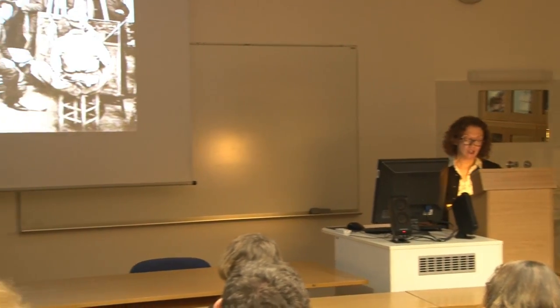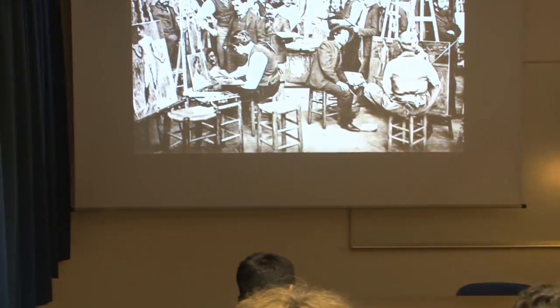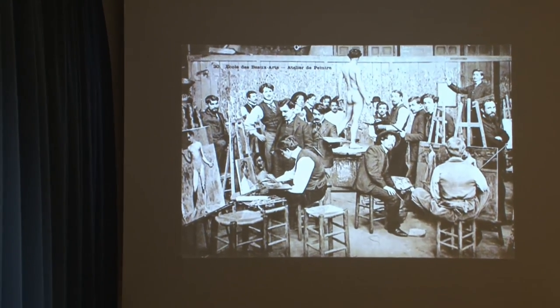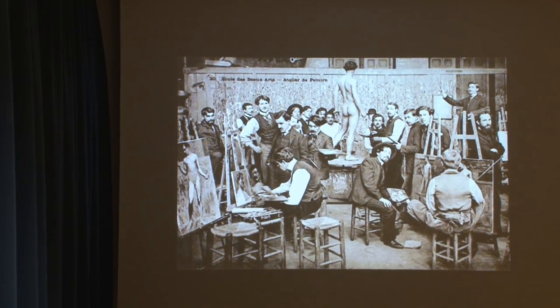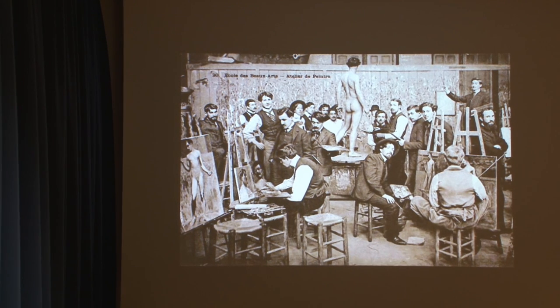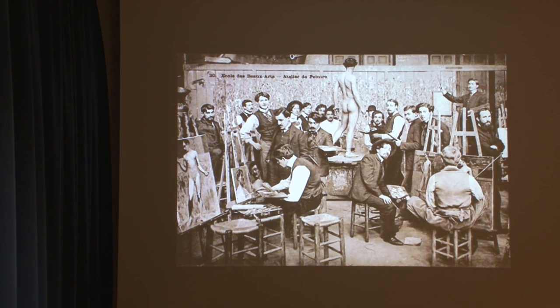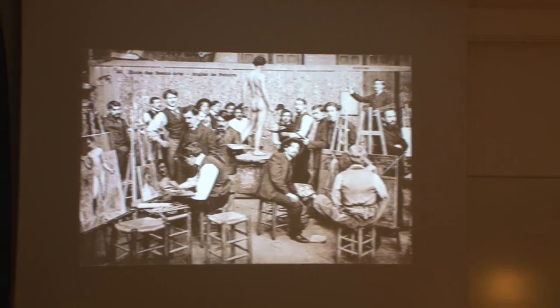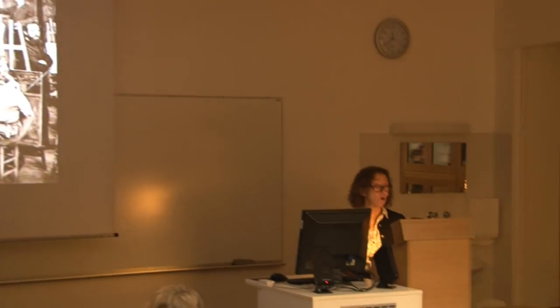Eakins began teaching at the Pennsylvania Academy in 1876. This is the École des Beaux-Arts, but it looked probably pretty similar. And his teaching style was extremely controversial. Of course, in America, there has always been a higher than usual tolerance for nonconformity because it's a young immigrant nation without deeply rooted traditions.